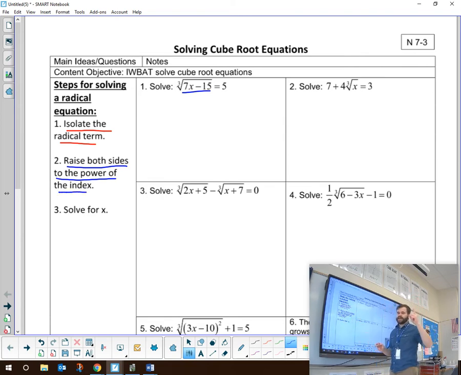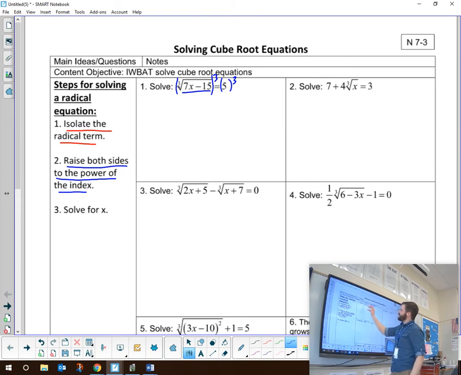It makes me sound like a mad scientist. Well, I'm the next best thing. I am a math teacher. So we're going to raise both sides to the power of the index. So I'm going to raise this side and this side to the power of 3.